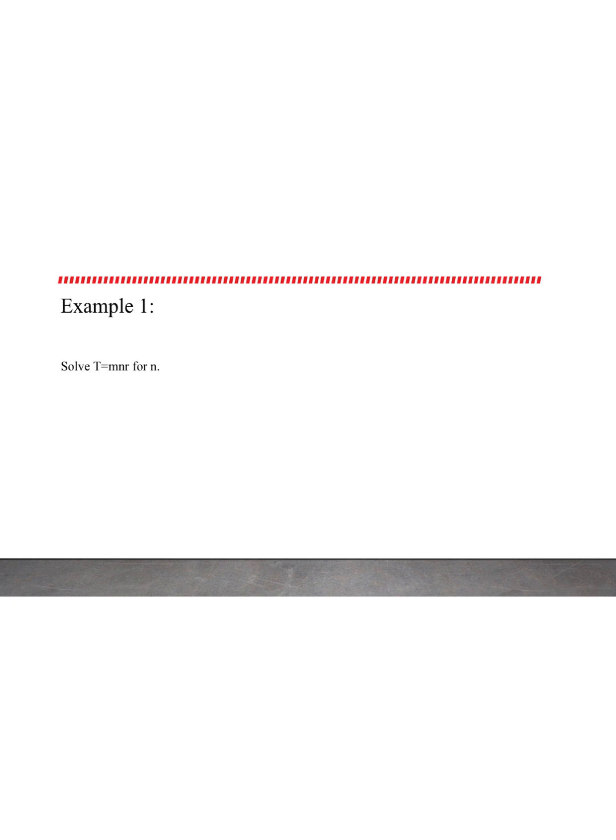Example 1, it says solve t equals m(n)r for the variable n. So we want to get this n all by itself. So if we look over in the formula they give us over here, it's right here in the middle between the m and the r. And those are all being multiplied together.